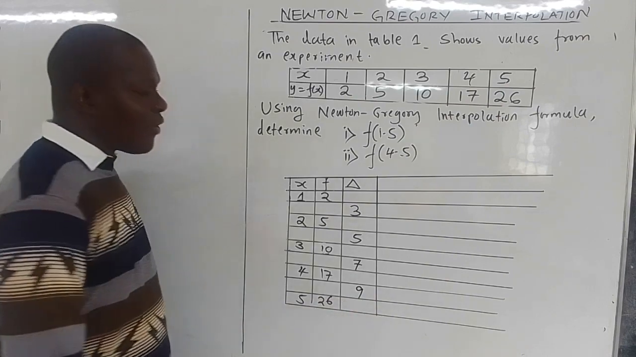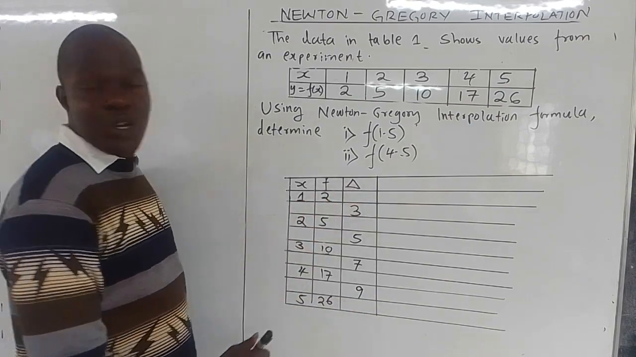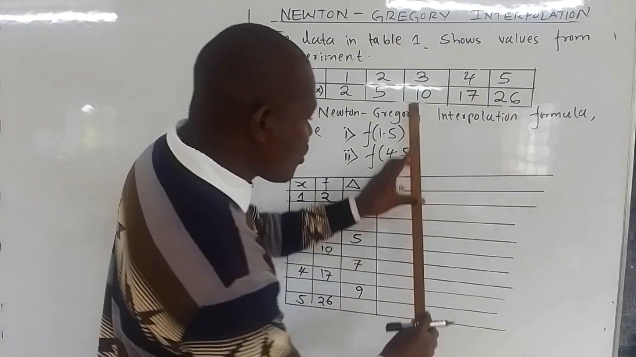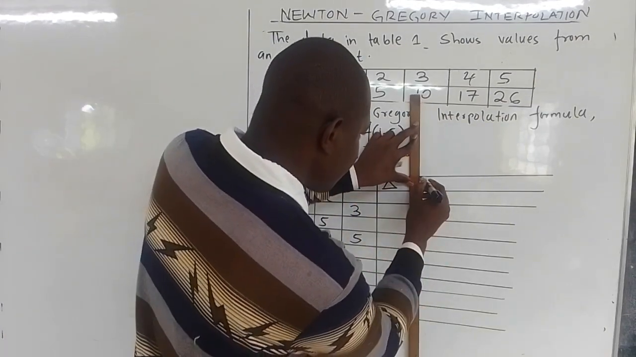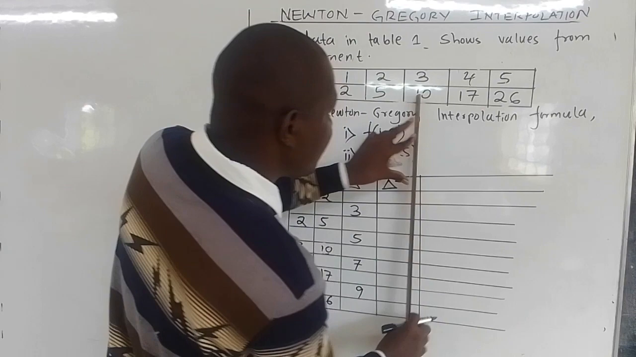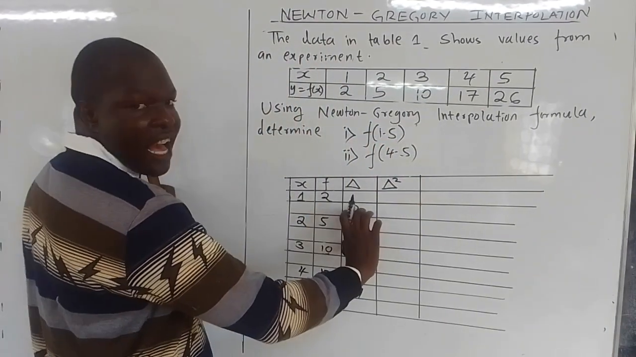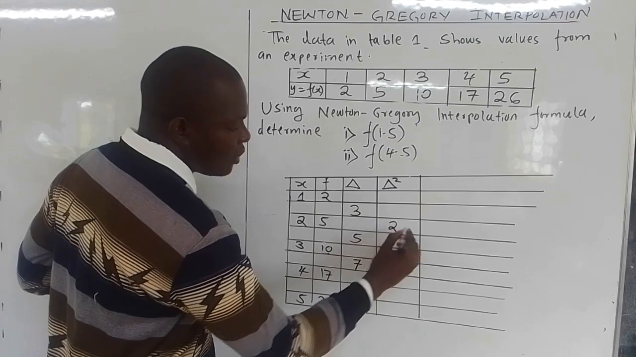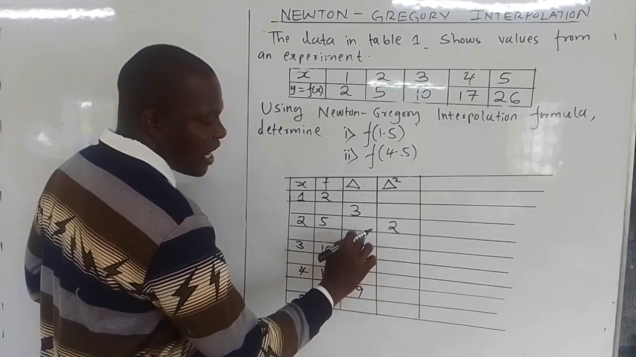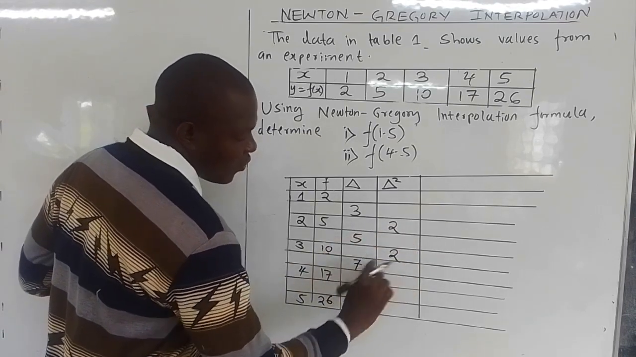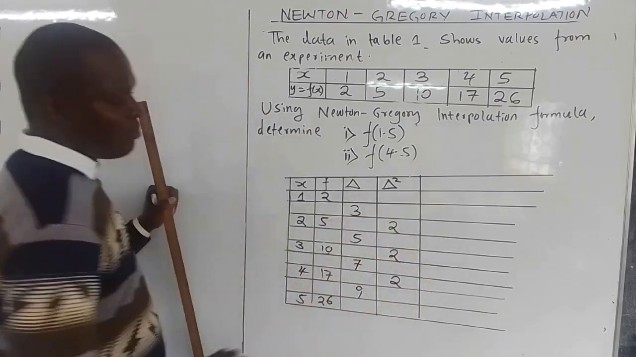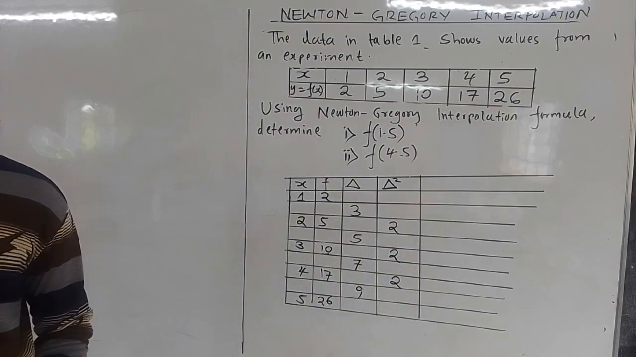9. Good. Then after getting the first finite difference, we go to the second finite differences. That is now delta squared, isn't it? So delta squared we have, the difference is here. 5 minus 3. Then the next difference is here. 7 minus 5, 2. The next difference is here. 9 minus 7, 2. Are we together?